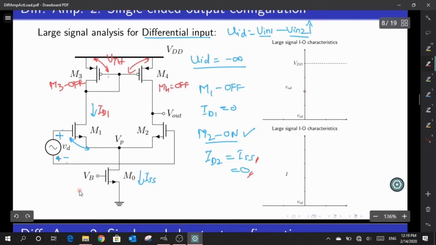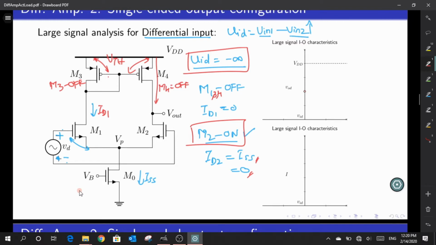Now, is there any path for me to make a current flow from this point to this point? No, because all three transistors are off under this condition. Under this particular condition, M1 is off, and M3 and M4 are off as well. But what about M2? Is it still on? Yes, M2 is on, but it is not drawing any current.